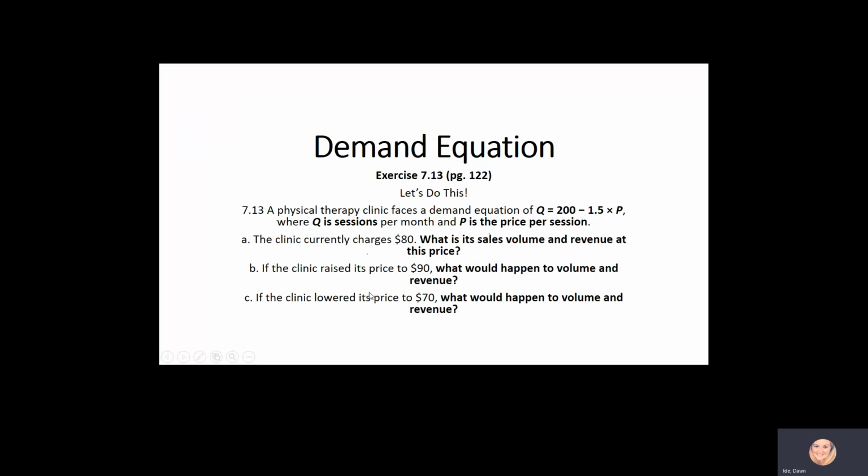Then we're asking the following questions. The clinic currently charges $80. What's the sales volume and revenue? What happens if we raise it to $90? What happens if we lower it to $70? What happens to our revenue? How much are we going to make? That's always the big question. So this is just the question. All I want you to do is note that they give you the equation. That's it. If you did that, you're doing great.